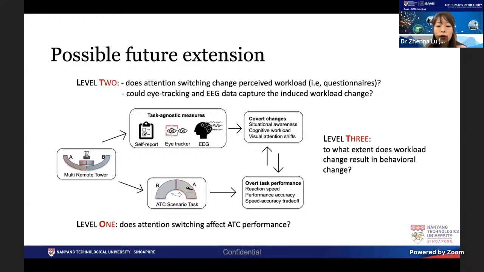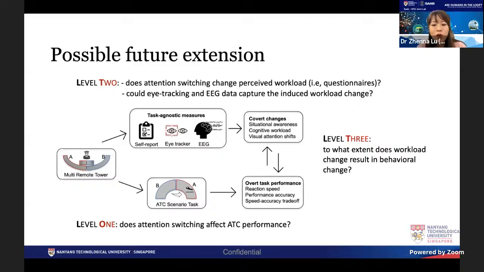I'm going to conclude my presentation with a slide. There's just one point I want to highlight, which is the workload measurement. Just now I've only talked about attention switching. It's also very important for us to derive a task agnostic measure of workload using not just self-report, but also eye tracker and EEG.